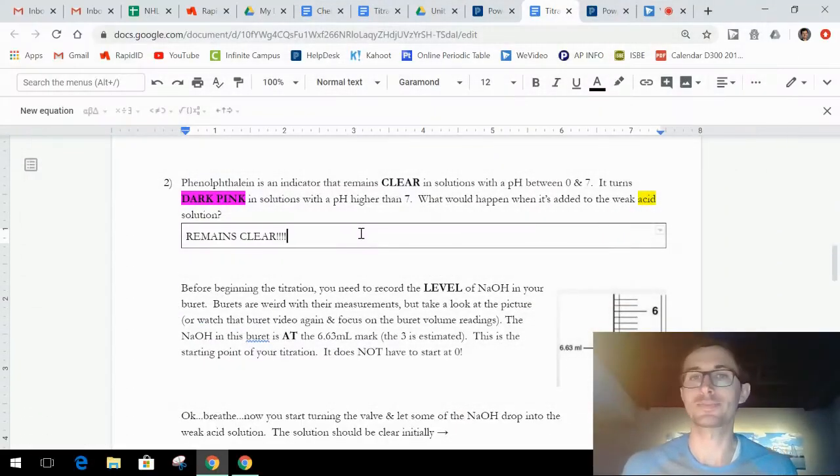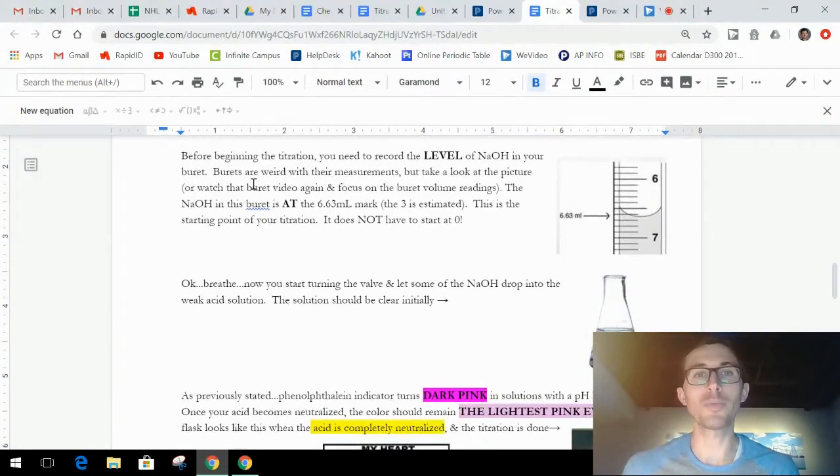It's going to remain clear. All right, because it's clear in acids. Good. All right, so before beginning the titration, the whole point is that we need to know how much NaOH is required to neutralize the weak acid.